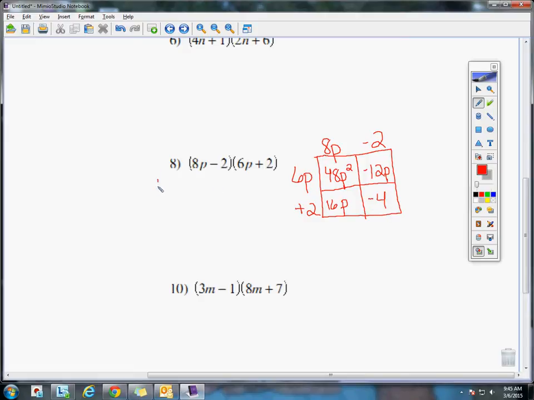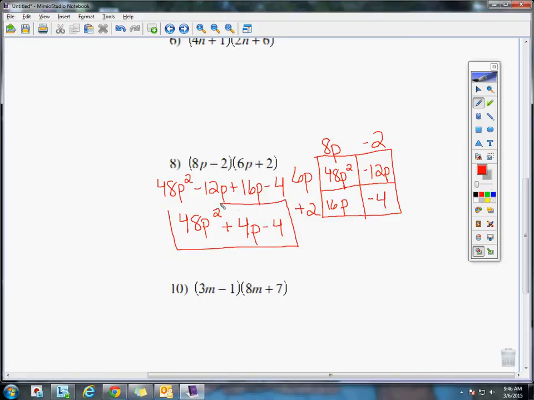So you're going to write this out. 48p squared minus 12p plus 16p minus 4. And see if you can combine any like terms. There's no other p squared, so that's just 48p squared. Negative 12p plus 16p will give you 4p, because negative 12 plus 16 is 4. And then you have a minus 4 in the back. Nothing else you can combine, so this will be your final answer.